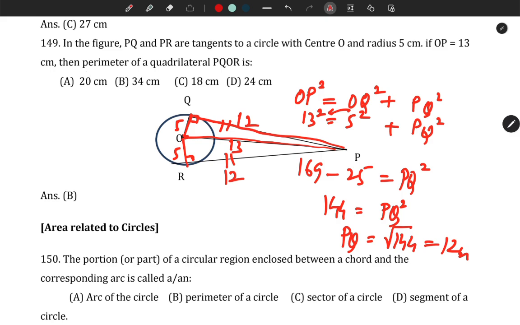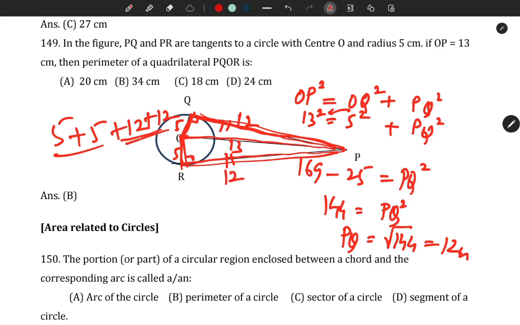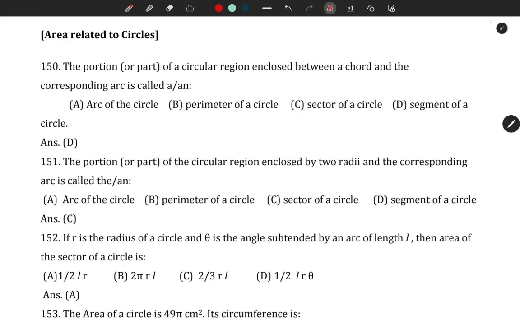Now we have to find the perimeter of this quadrilateral. So perimeter means sum of all the sides. So if we add all the sides, here we have OQ is 5, then OR is 5, then PQ is 12, then PR is 12. So 10 plus 12 plus 12 is 24, plus 10 will be 34 centimeters. So the perimeter of the quadrilateral PQOR is 34 centimeters.